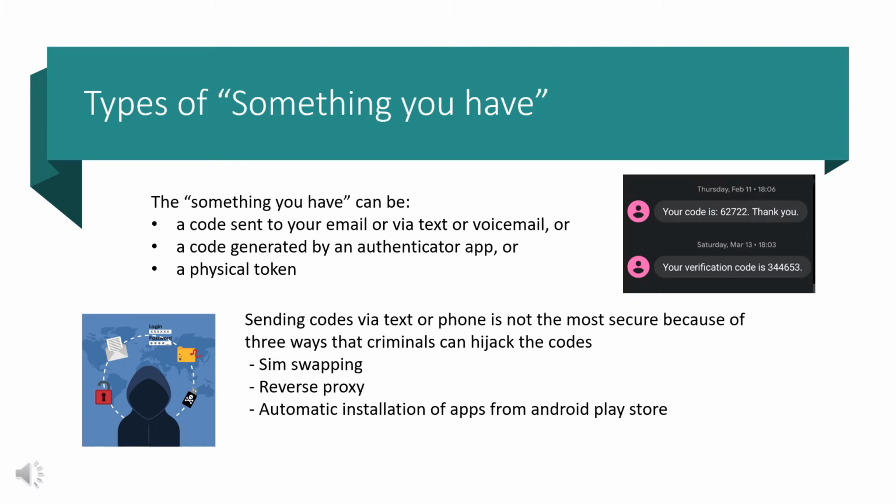There are three main areas that can be considered as the something you have element of authentication. A code sent to your email or phone via text message or voice call, a code generated by an authenticator app, or a physical token. Out of the three options, the least secure is being sent a code via text or voice call, although I do want to stress it is still better than nothing, so please use it rather than no two-factor authentication at all.